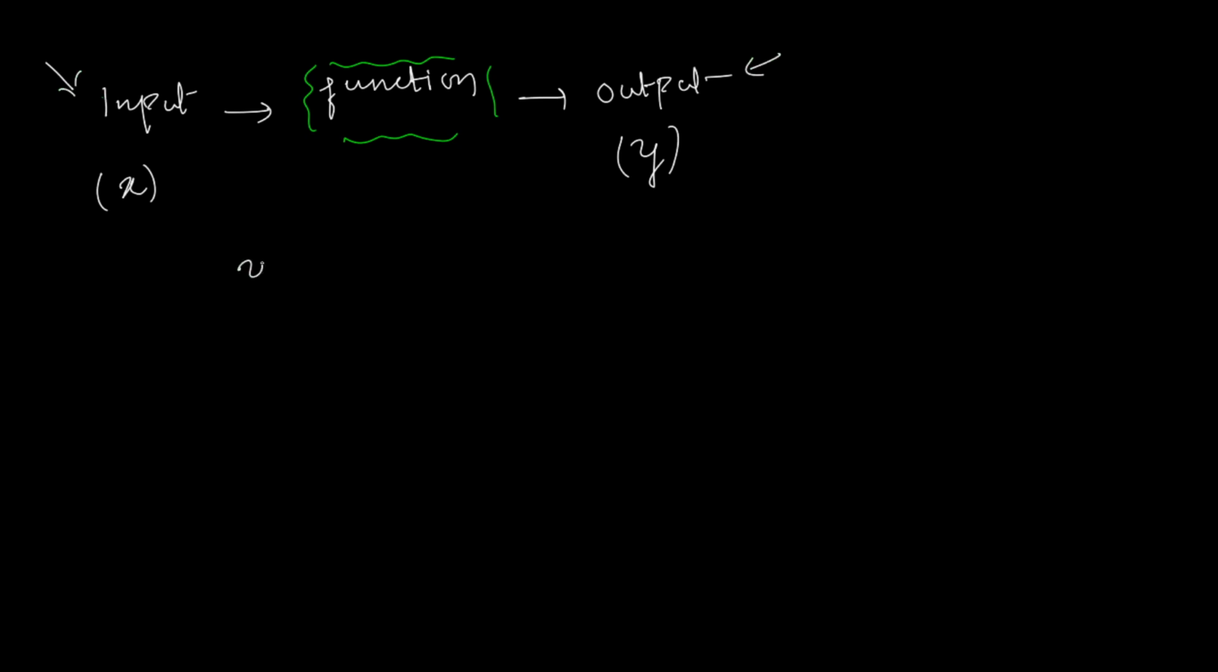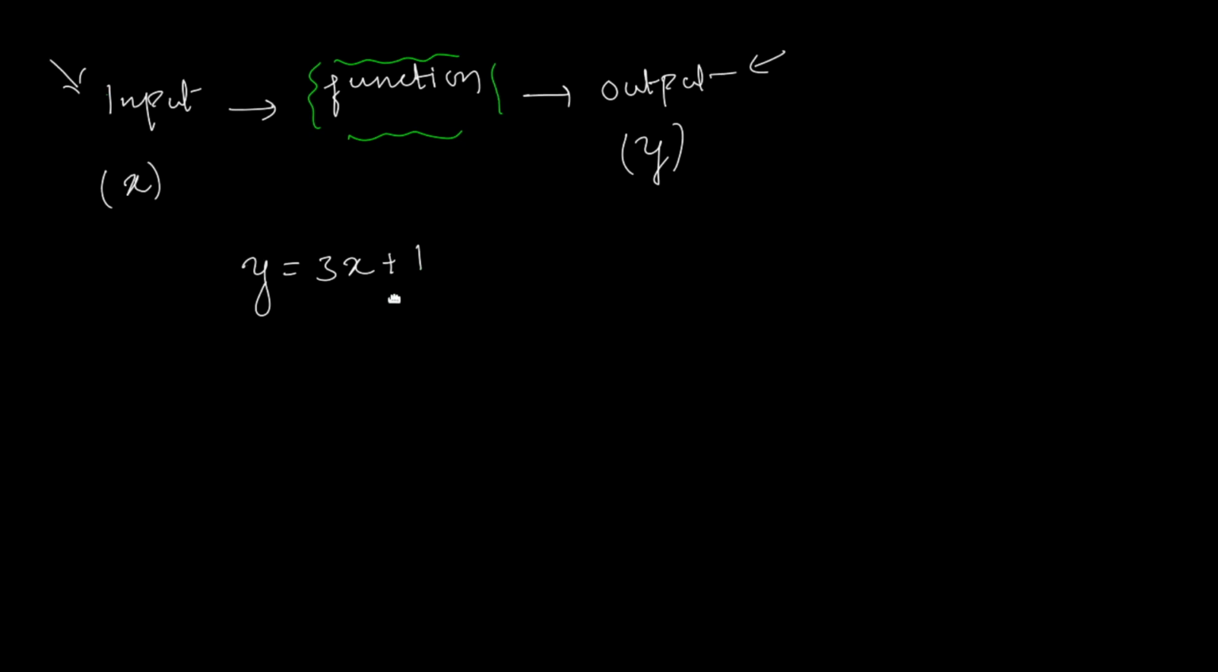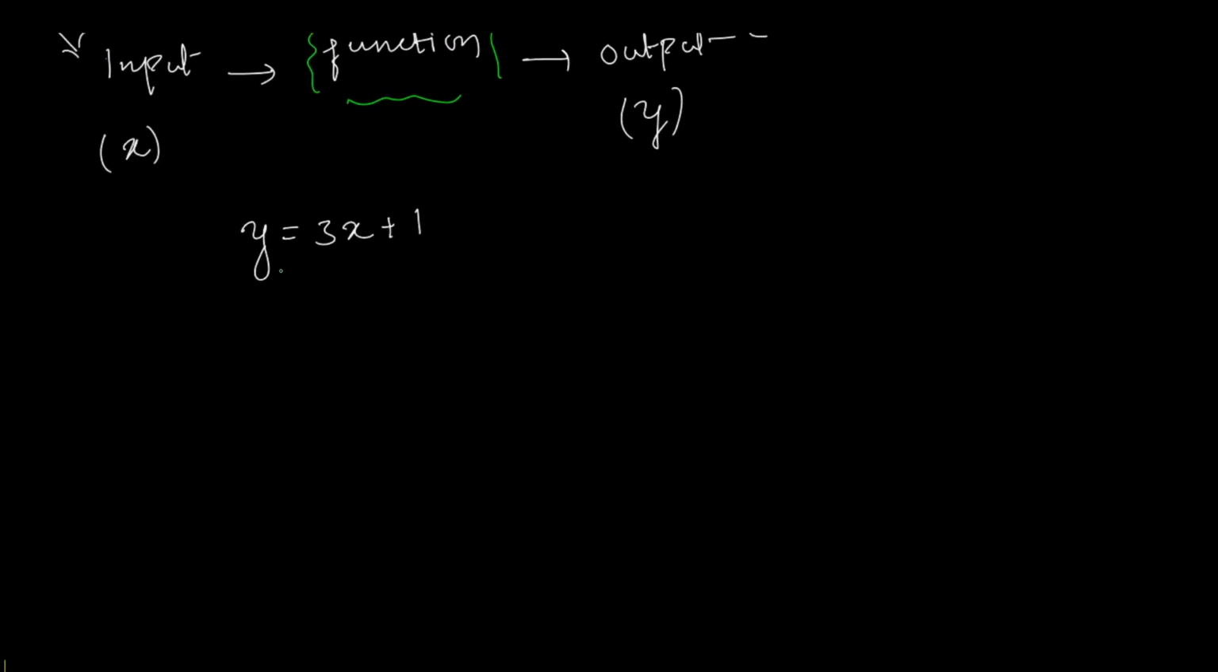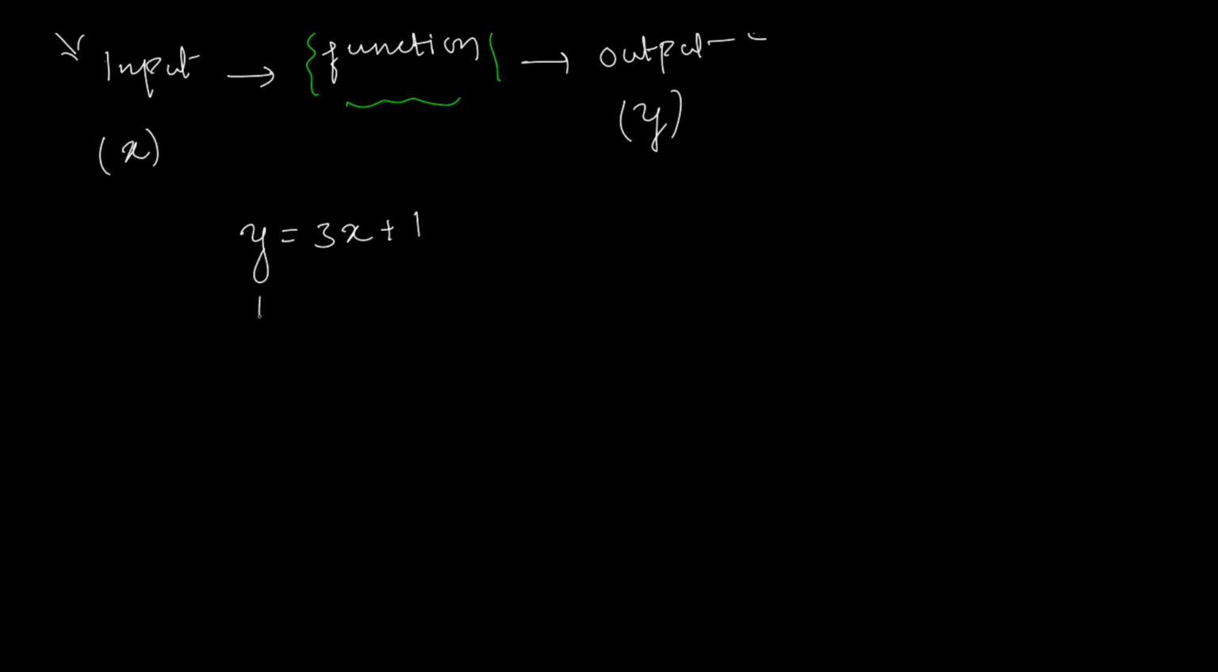So input is usually the independent variable and output is the dependent variable. For example, in this case, y is equal to 3x plus 1, x is the independent variable or the input, and y is the dependent variable or the output. But there is one small different way in which we also usually write y. Since y depends on x, we can also say that y is a function of x, the independent variable, right?